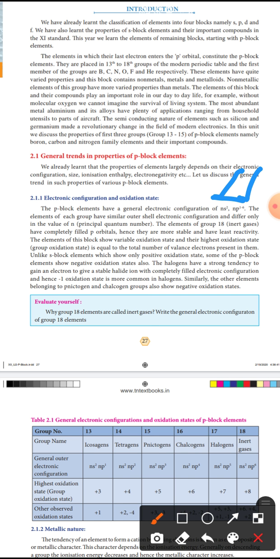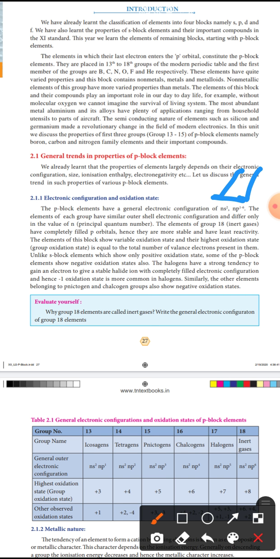The elements of each group have similar outer shell electronic configuration and differ only in the value of n, the principal quantum number. The elements of group 18 are the inert gases. These elements have completely filled p orbitals, so the 18th group is more stable, with less reactivity.